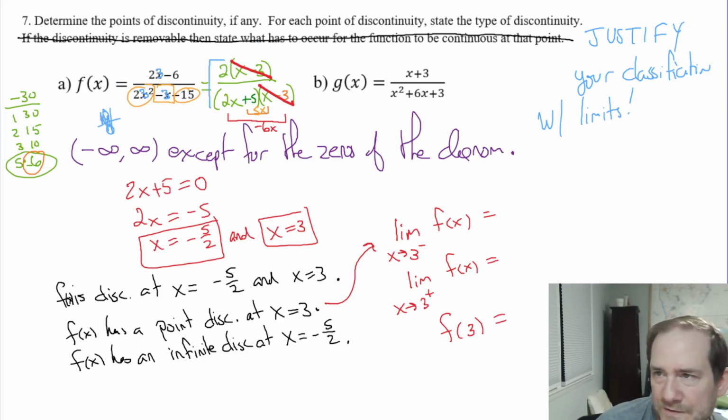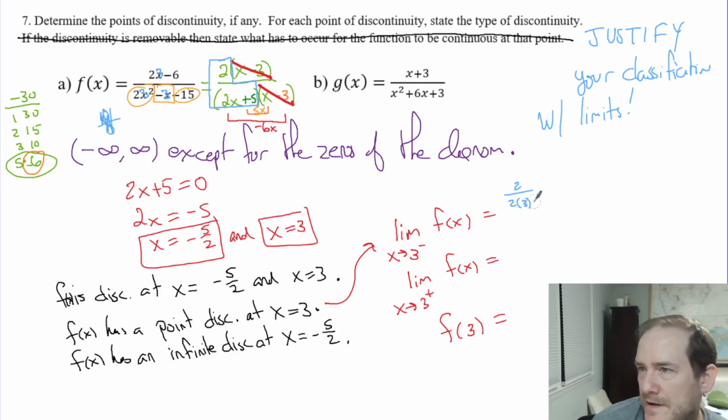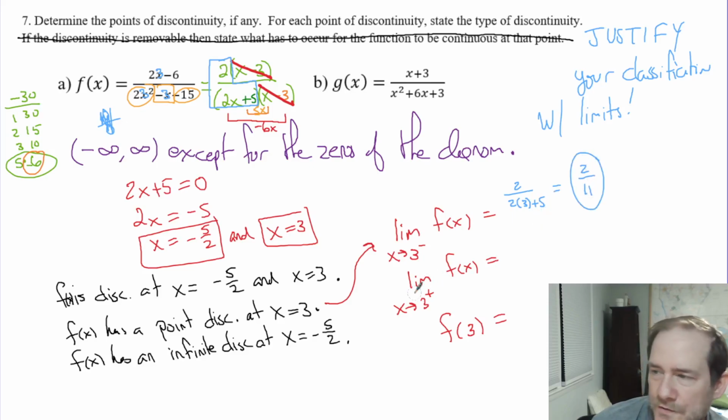Remember, we have a simplified formula here. So you can plug into that expression where we've already canceled out. And then you get 2 over 2 times 3 plus 5, which is 2 over 6 plus 5, so 2 elevenths. And of course the limit from the other side will be the same thing. It'll also be 2 elevenths.